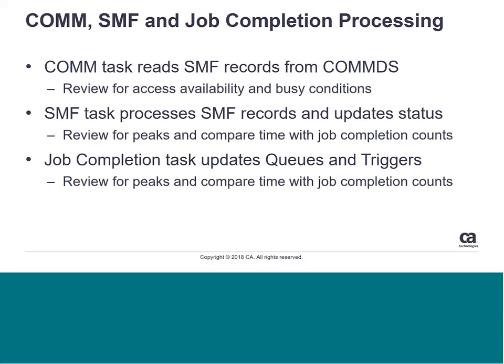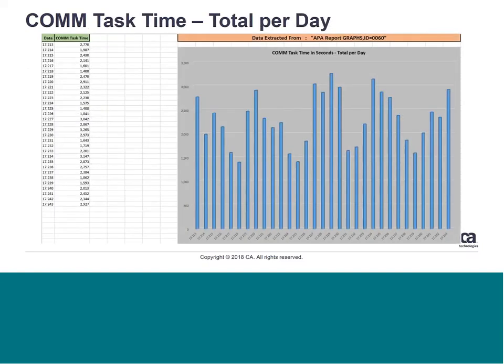So again, we need to look at activity of the COMMDS and busy conditions. We then have the SMF task processor that processes those records read from the COMMDS and does the update to the status of jobs. And then when jobs go into complete status, we've got a job end SMF record. We have a job completion task that updates queues and does trigger processing and so on. And again, each of these you look at and compare with your job completion counts on an hour-by-hour, day-by-day basis.